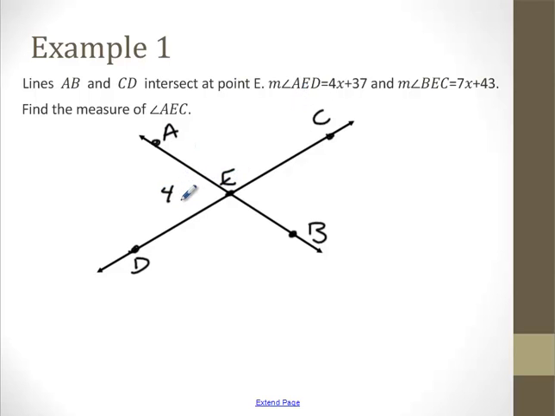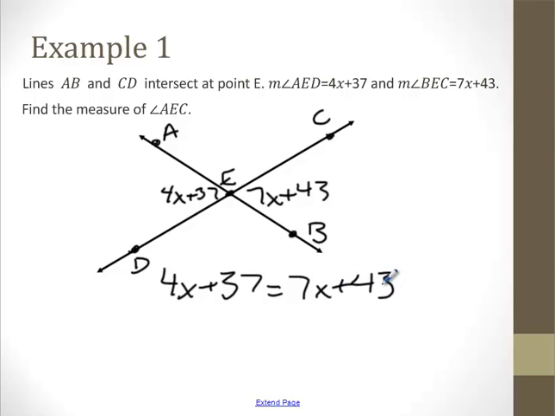AED is 4x plus 37, and BEC is 7x plus 43. So vertical angles are congruent. That's the theorem that we just talked about on the last slide. Since vertical angles are congruent, that means I can set them equal. I'm going to move the 4x over to this side. I'm going to move the 43 over to this side. Divide. I get x is -2.